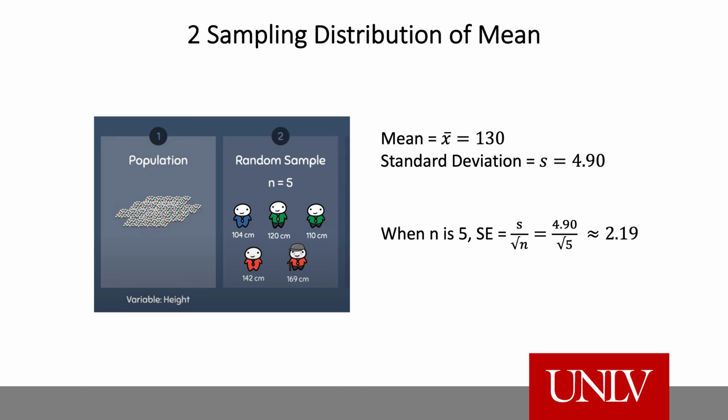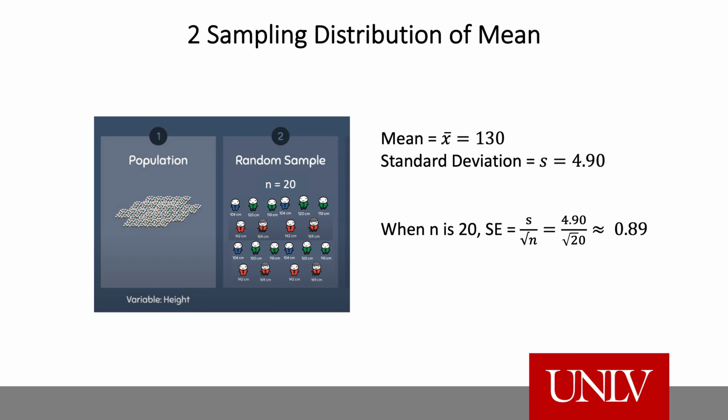Let us look at a concrete example. Suppose the mean height in our study is about 130 centimeters, and the standard deviation is about 4.9 centimeters. This standard deviation reflects a relatively large difference between individuals. Some people are shorter, some are taller. If our sample size is 5, the standard error is 4.9 divided by the square root of 5, which is about 2.19 centimeters. This tells us that if we randomly select 5 people, the sample mean can easily move a couple of centimeters away from the true population mean.